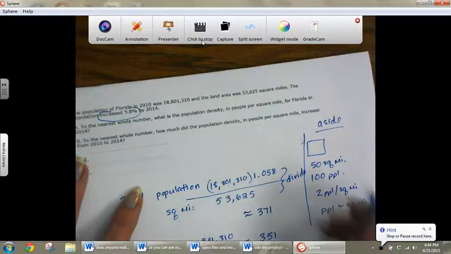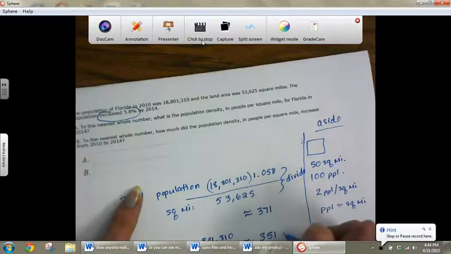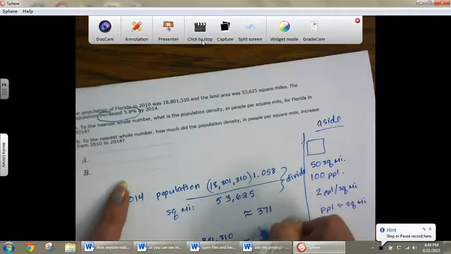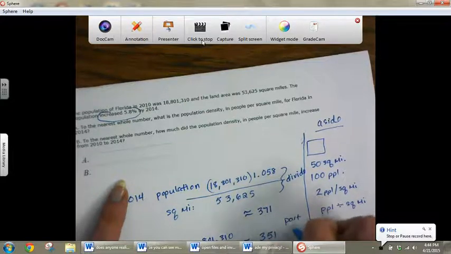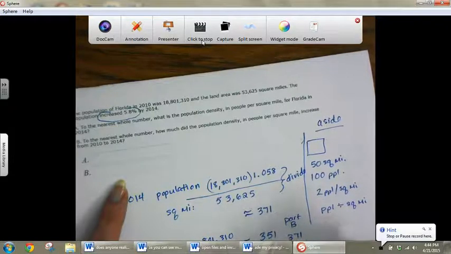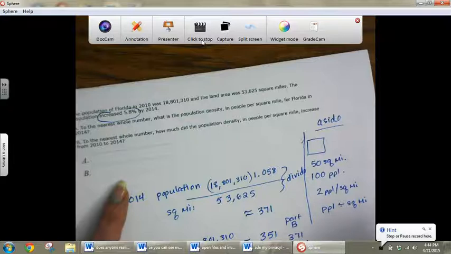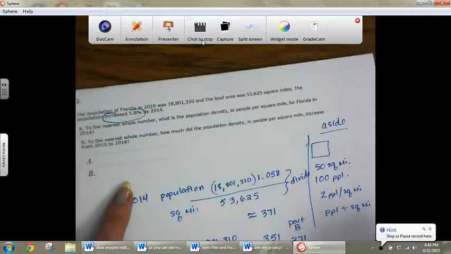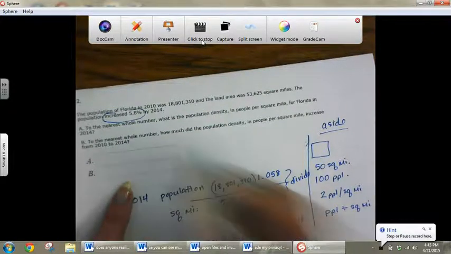So then the difference, because I'm going to have to subtract them, so for part B, you're going to do 371 minus 351, and it actually increased by about 20 people per square mile. So 371 and 20.